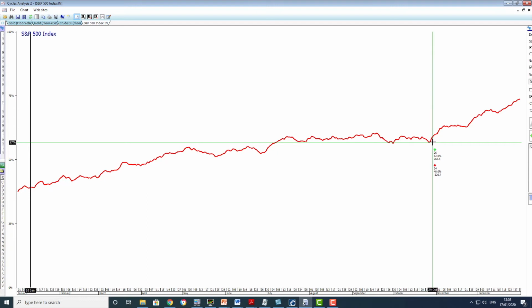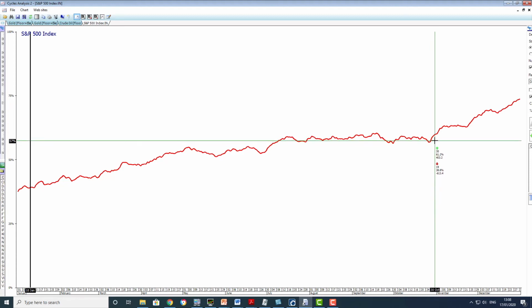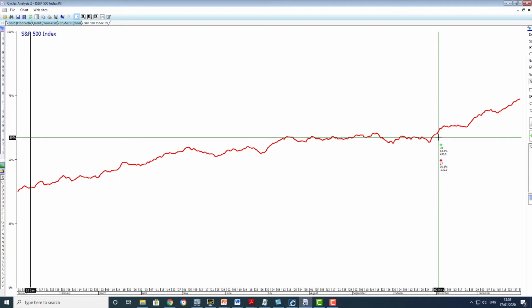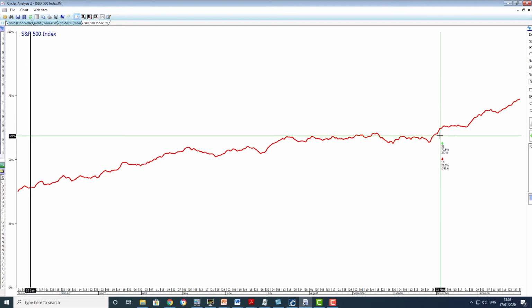Next day we dropped: 52% up, 48% down. So what we can see is that there are some days where the market's very strong. And then here's another one, again at the beginning of November. 3rd of November, 70% up day, 29.5% down day. So what does this mean, and how do we use this?